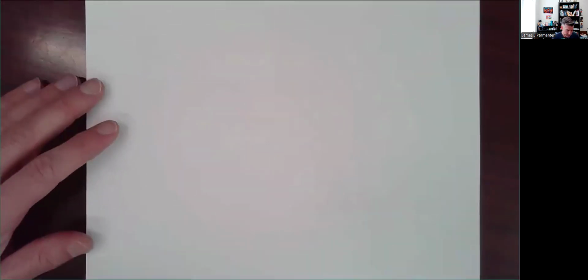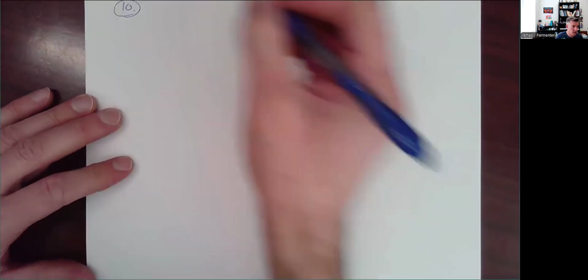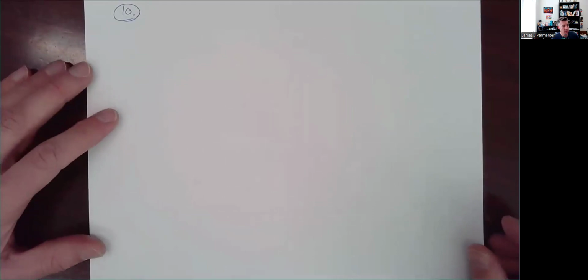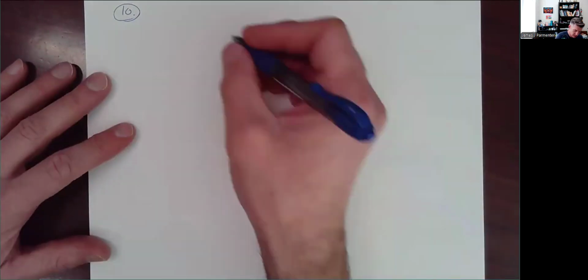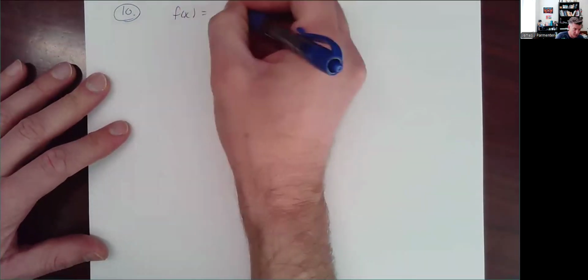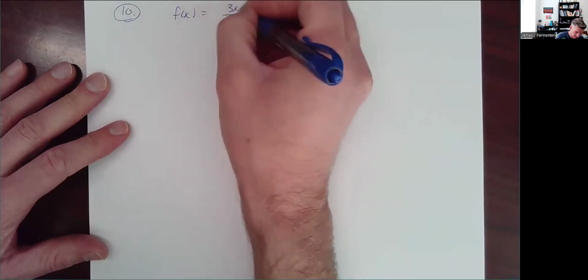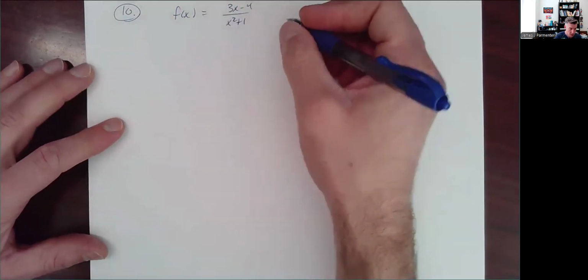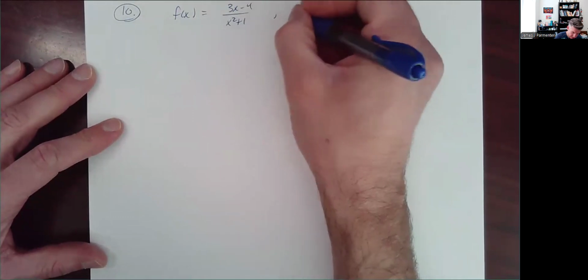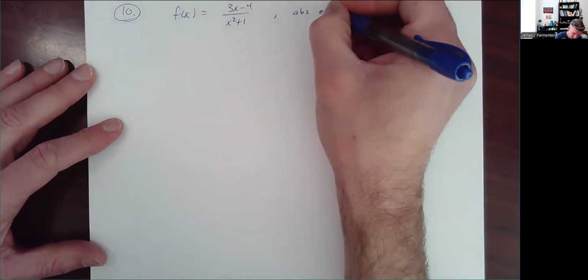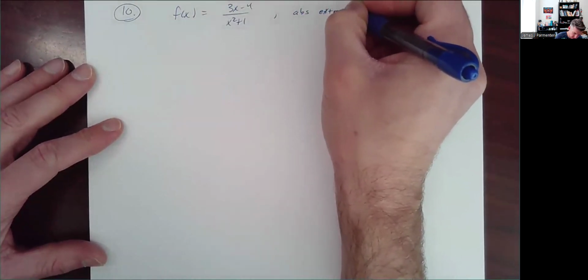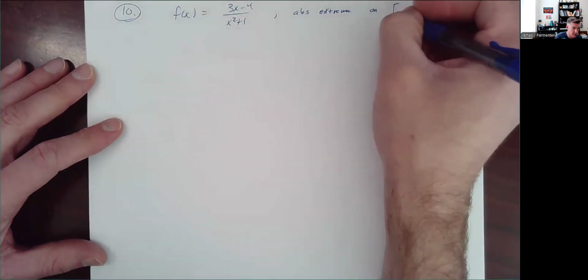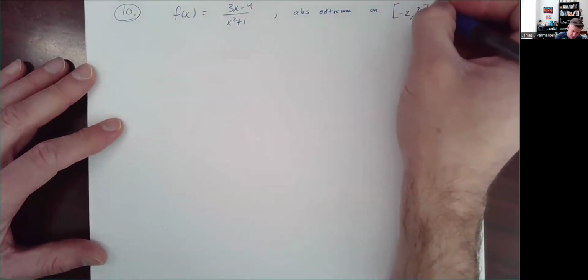Let's keep my pages in order here. Problem 10. Find the absolute minimum and maximum values of the function f of x equal to 3x minus 4 over x squared plus 1 on the interval from -2 to +2. Absolute extrema is another way of saying where you get the max and the min.